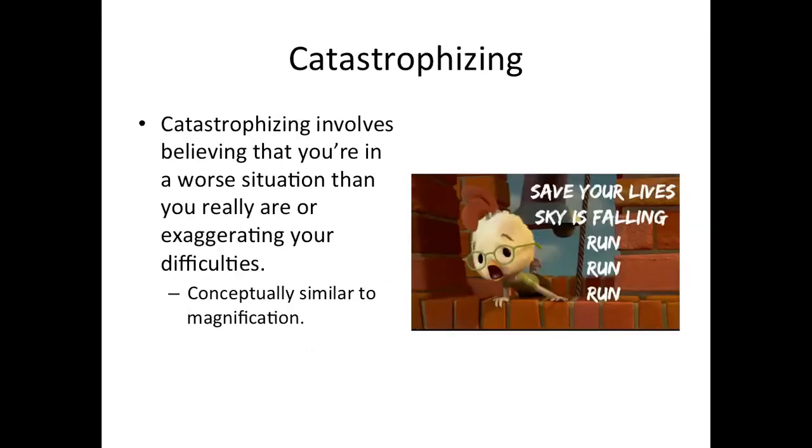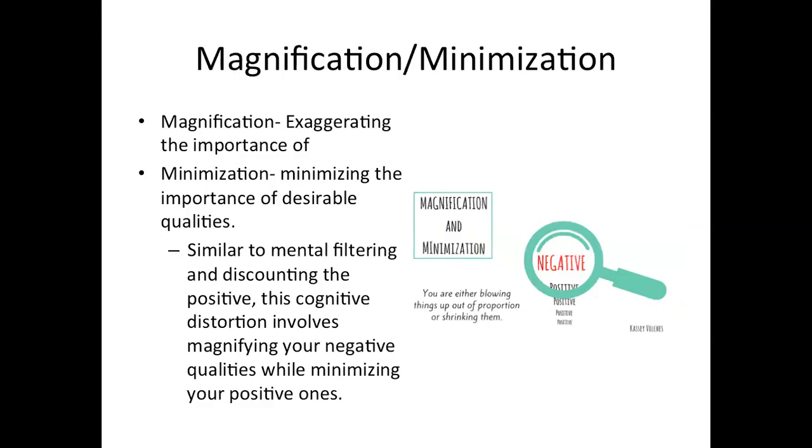Catastrophizing. This individual tends to expect the worst. And you see, I put Stuart Little, save your lives, the sky is falling, run, run, run. So catastrophizing is always expecting the worst or exaggerating the difficulties you're in. And this is a similar process to magnification. So what is magnification and minimization?